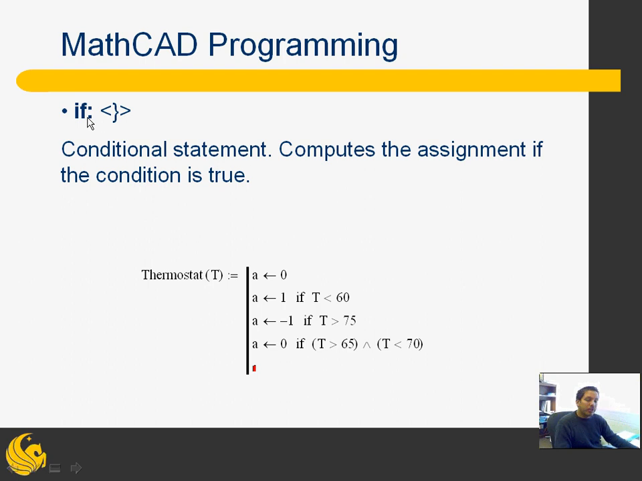And in the conditional if, notice that the definition of a conditional statement is simply it performs the operation, which in this case is, for example, A is set to 1 if the temperature is less than 60. Very easy to read.